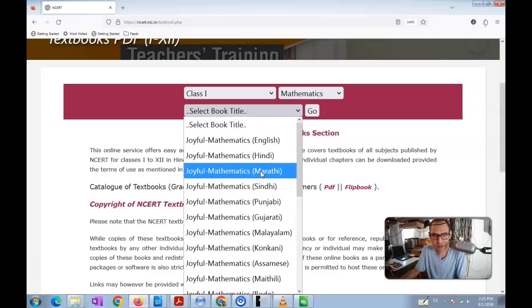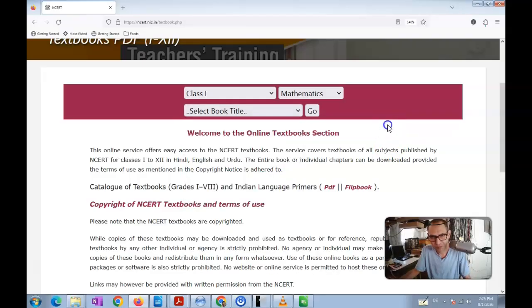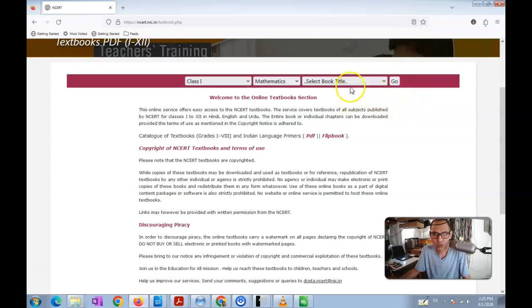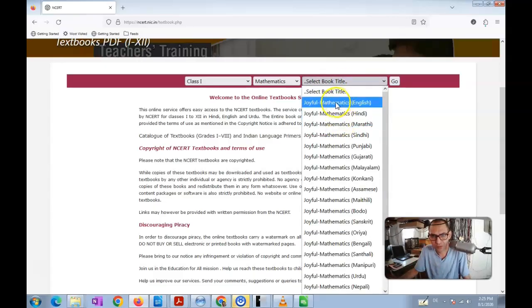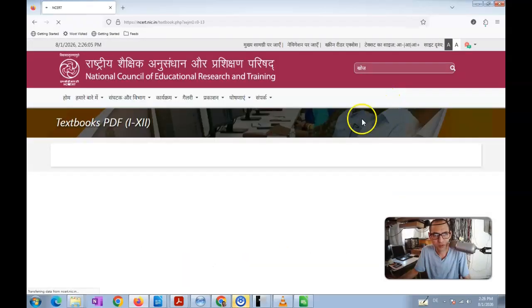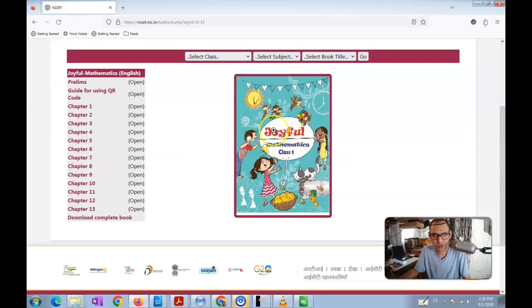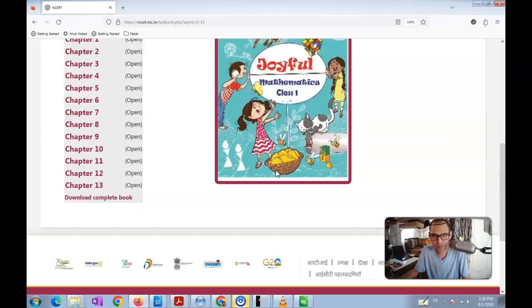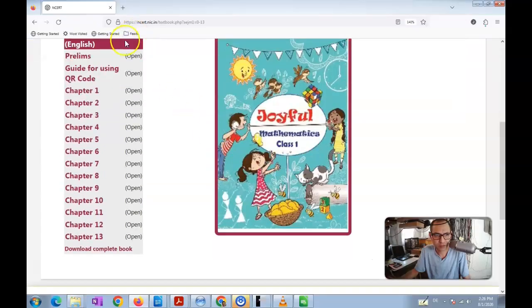These are essentially the same book in different languages, because there are many different languages in India. So for every region there is the regional language, and of course there are different books. So you have to use the English book, Joyful Mathematics English, and you click that and you basically hit go. And then you will have Joyful Mathematics Class 1, as you can see over here. You have 13 chapters over here, and down here you can essentially download the complete book.